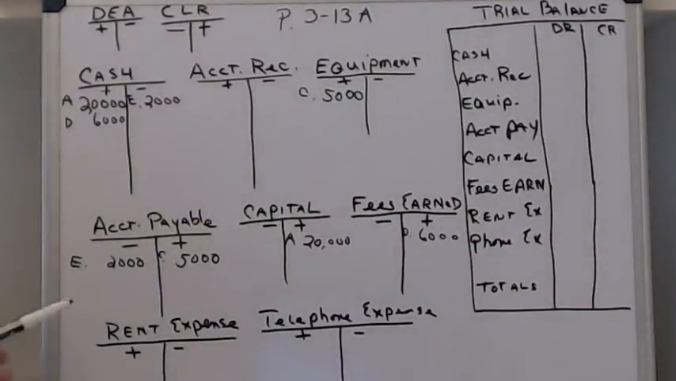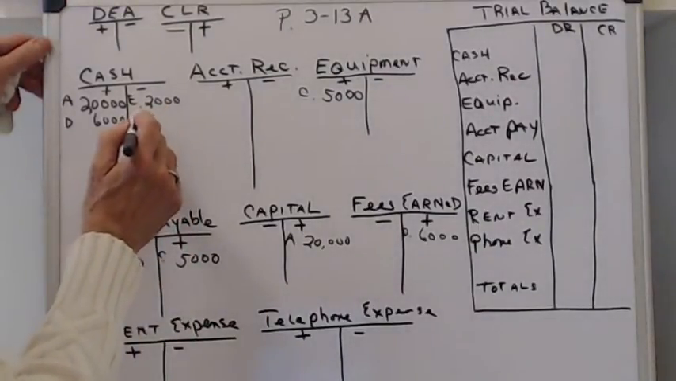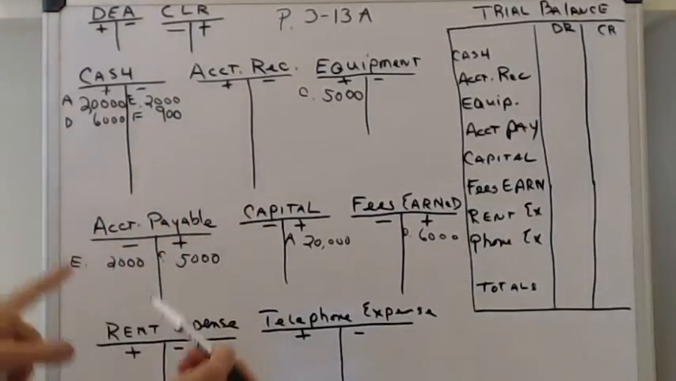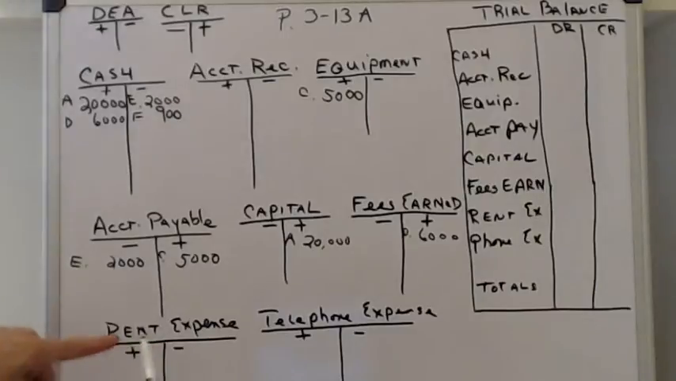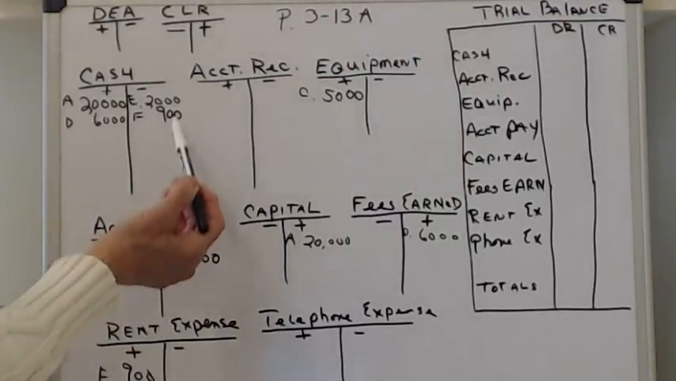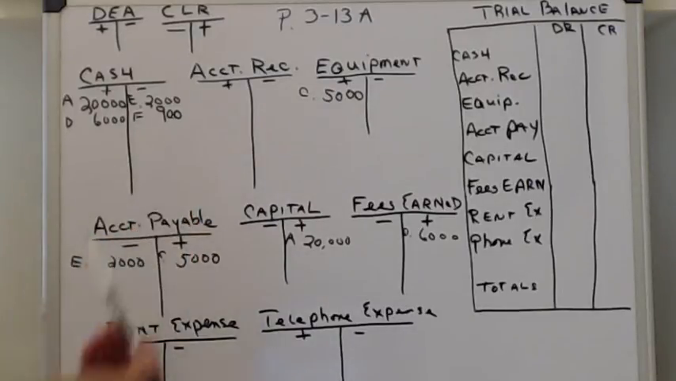F, he's paying rent for the month, $900. So again, we're going to decrease cash by $900, and rent is an expense. So now he's showing he had an expense of $900 and he paid it. So that's the letter F. He paid it. We have a debit to rent, a credit to cash.